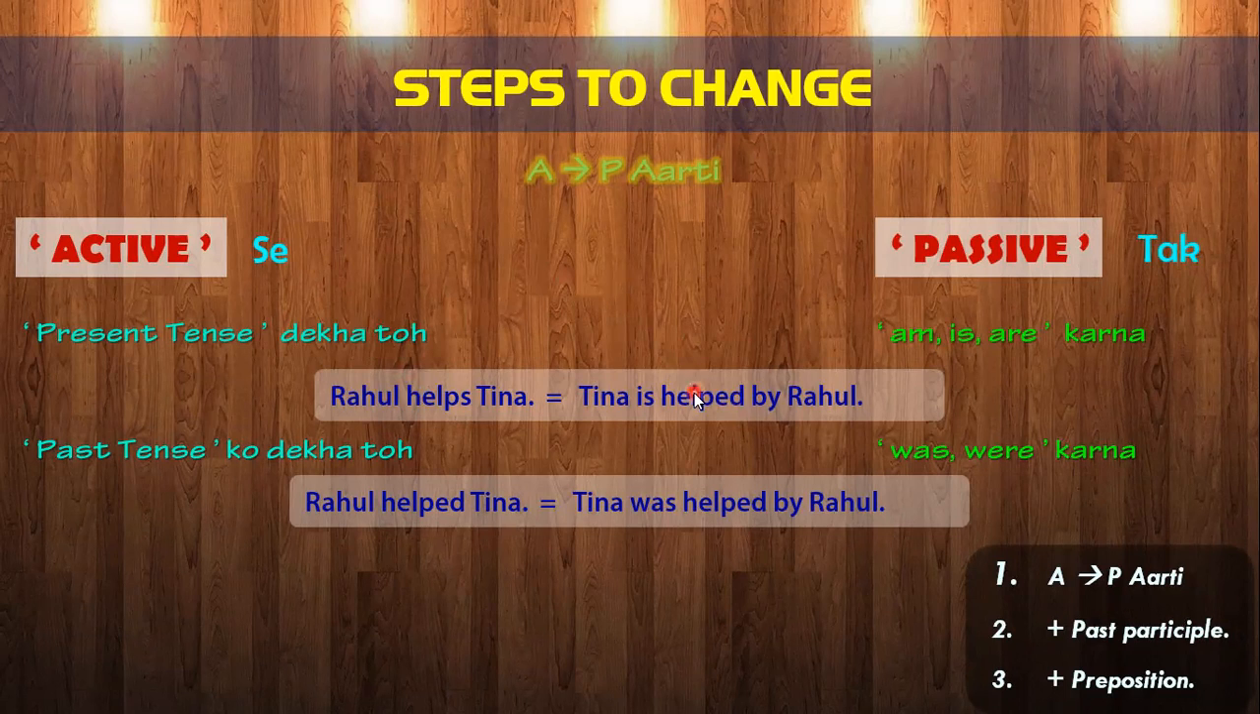Helps changes to helped, and helped, which is a past tense, changes to the past participle form of it. Fortunately, it is the same. That is helped. There we go with the fourth step. Add a preposition by. So we have added it. Hence the final answer goes with Tina is helped by Rahul. Tina was helped by Rahul.